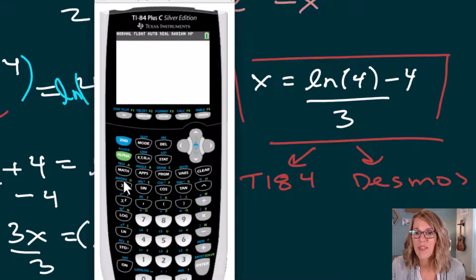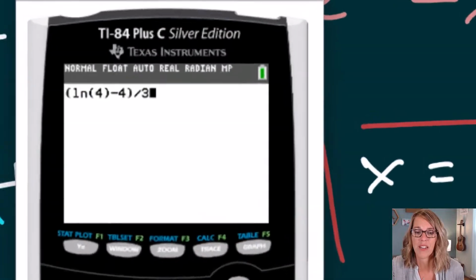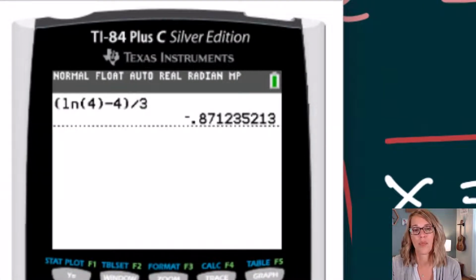When I put it in my TI-84, I need parentheses around the numerator so everything gets divided by 3. So I'm going to do parentheses, and then I grab the natural log, which is next to the 4. So natural log of 4, I need to close the parenthesis for the natural log, and then I've got minus 4. So minus 4, close parenthesis, and then divided by 3. So our approximate answer would be negative 0.8712 if you rounded it to 4 decimal places.